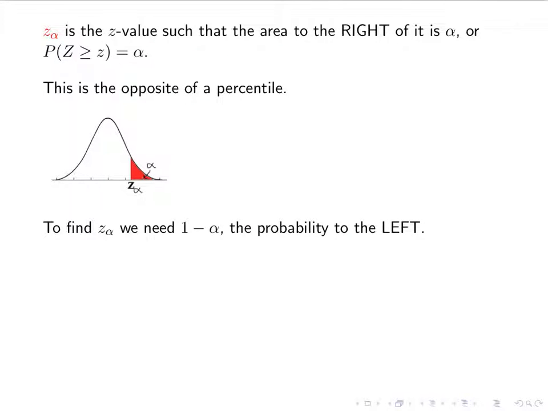So to find z sub alpha, what we really need is 1 minus alpha. We need the probability or the area to the left of that value. Because again, everything is in terms of the probability of z being less than or equal to some value.